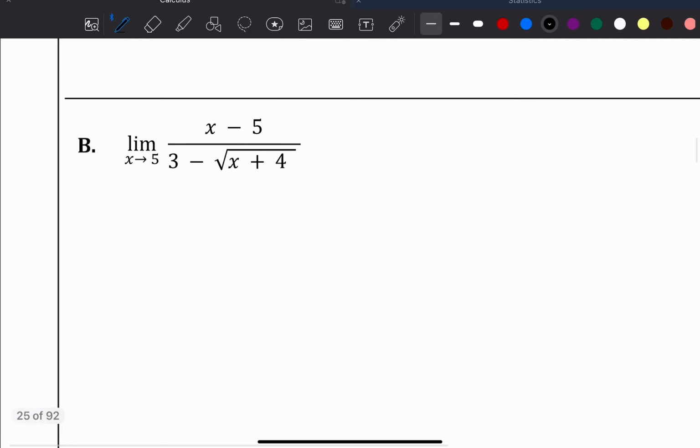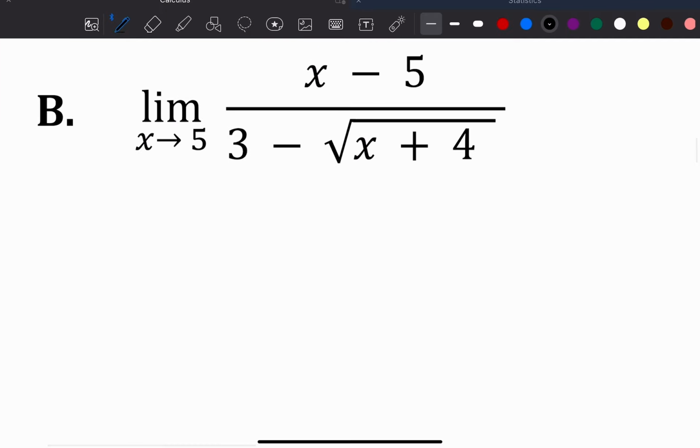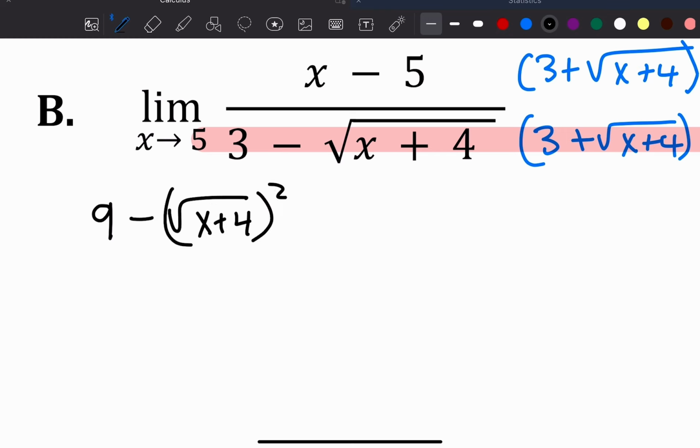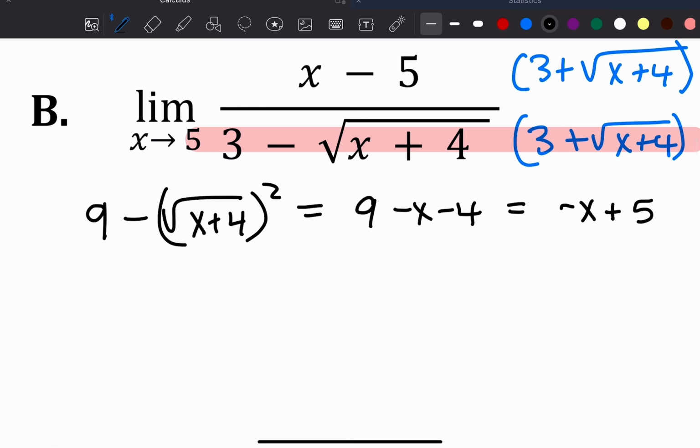Okay, part B, I'm going to do the same thing. So now my conjugate is going to be 3 plus the square root of x plus 4 on both the top and the bottom. Okay, I'm only going to focus on the denominator since that's the one with my radical, and then I'm going to FOIL those out. So I get 9 minus the square root of x plus 4 squared, which gives me 9 minus x minus 4, which is negative x plus 5.